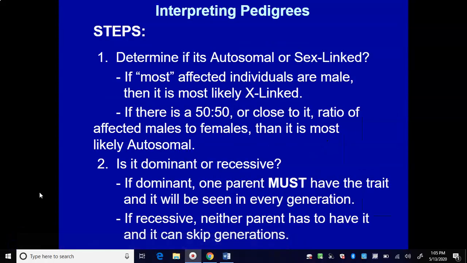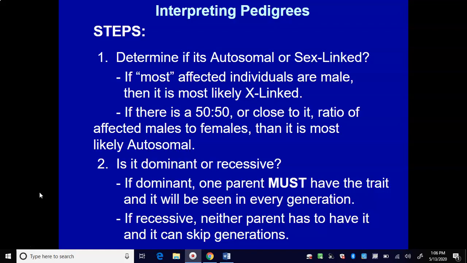Now, when you're interpreting a pedigree, the first thing you need to do is figure out if it's autosomal or sex-linked. So these are the rules for whether it's autosomal or sex-linked. If most of the affected individuals, meaning those individuals that have the trait, are males, then it's most likely sex-linked, because more males end up getting it since they only have one X. If there's more of a 50-50 split, or close to it, in the ratio between males and females, then it's most likely autosomal.